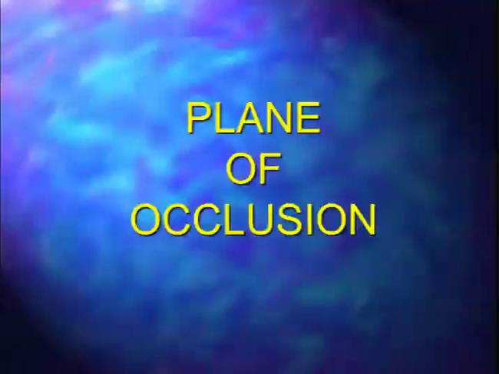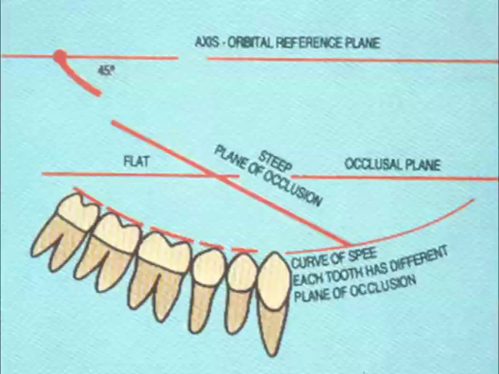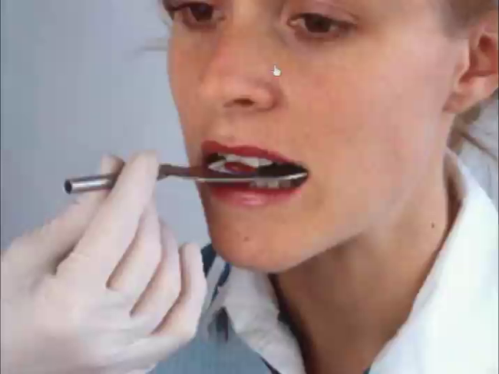The plane of occlusion. Well, we have steep planes of occlusion, flat planes of occlusion, and reverse planes of occlusion situations. And steep planes of occlusion are hard to work out functionally, and reverse planes look bad aesthetically. So we want to get the relationship of the plane of occlusion to a plane of reference. And we do this by using a face bow.